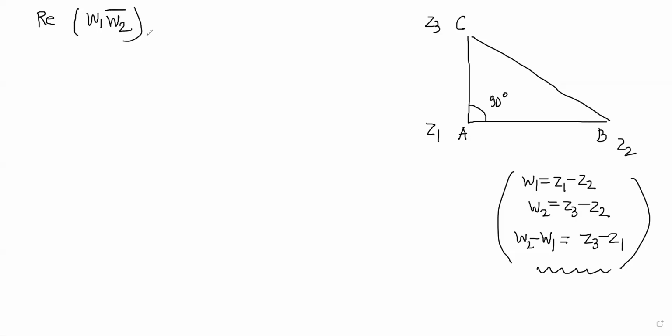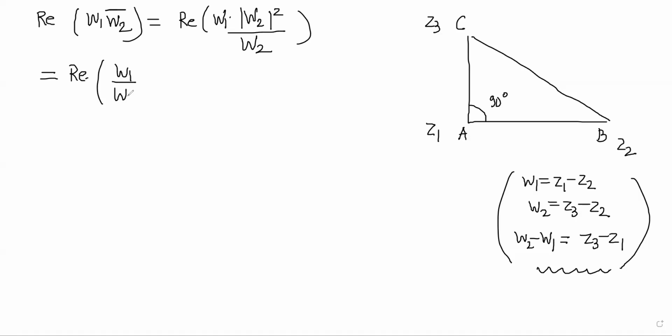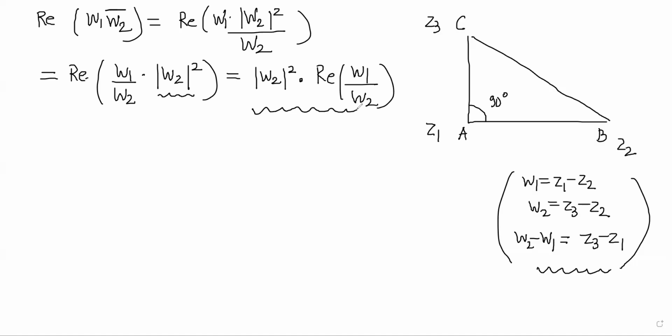So when I do real part of this, I can also see that this is basically real part of W1, and W2 conjugate can be written as modulus of W2 square divided by W2, right? So it is real part of W1 by W2 multiplied by modulus of W2 square. So obviously modulus of W2 square is a real number. So it is modulus of W2 square times the real part of W1 by W2, right? This is what I need to find.